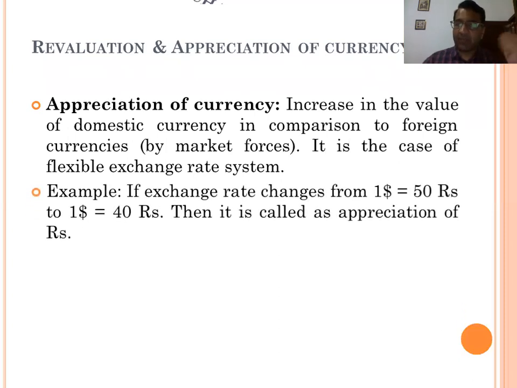For example, if the exchange rate changes from $1 equal to 50 rupees, earlier we had to pay 50 rupees to purchase the dollar. Now appreciation arises for our currency. Now we have to pay only 40 rupees for $1. So that is called an appreciation of the rupee. It means now we pay fewer rupees to purchase the dollar, and earlier we paid more. So that is called the appreciation of the currency.